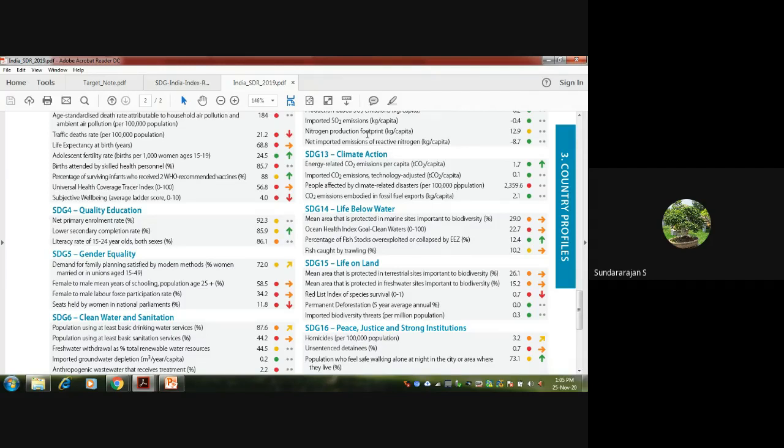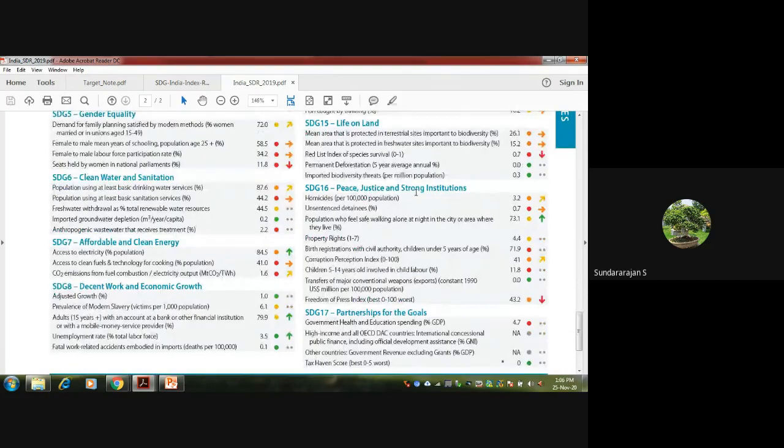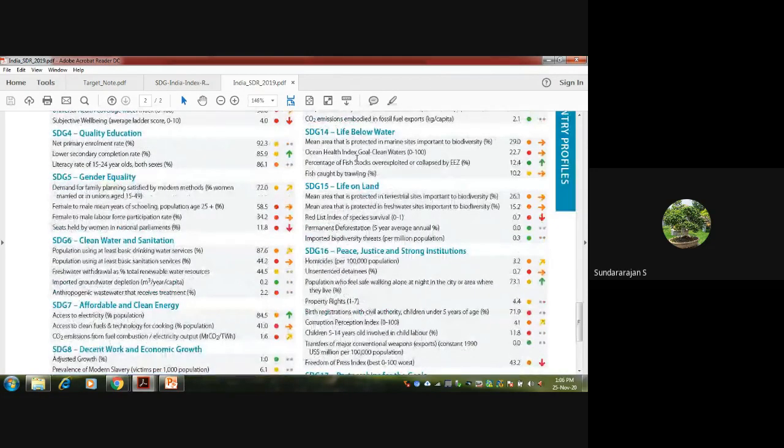Now India also, with the help of most of the ministries, is involved in collecting the data and submitting the data. Then all states are also graded individually. All these details are available on the web. So these are the indicators like life below water. The main area is the marine sites important to biodiversity. So 29, they are identifying now recently what are the marine protected areas, like the coral reef area, then seagrass beds, then sand dunes, like that, so many protected areas.